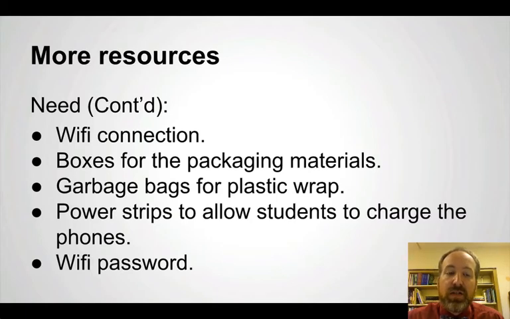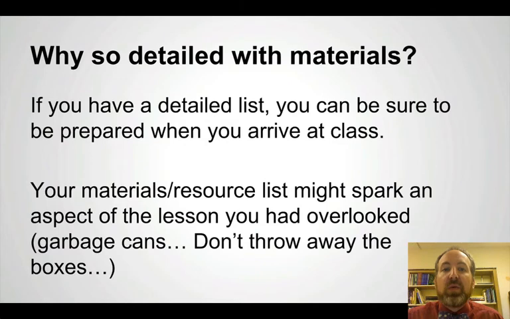Boxes for the packaging materials, garbage bags for the plastic wrap, power strips to allow students to charge their phones, because most phones come with a limited charge, and the Wi-Fi password so that students can go on the Wi-Fi network. Now, why do we need to be so detailed in the materials? First, if you have a detailed list, you know what's going on. You can be sure to bring everything to class.